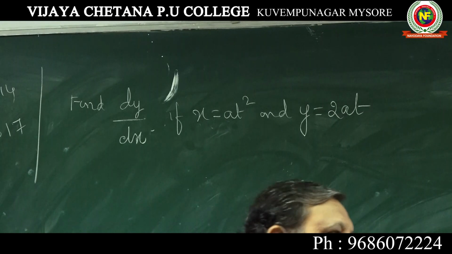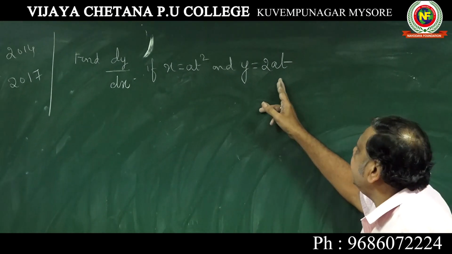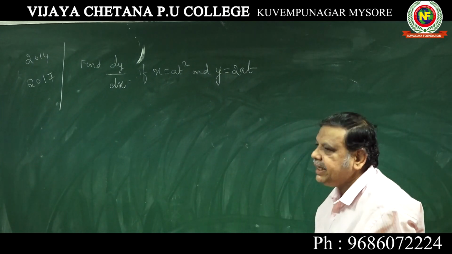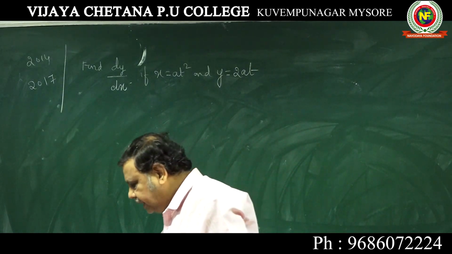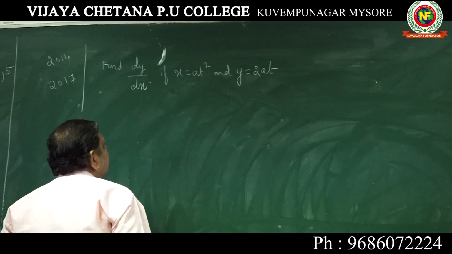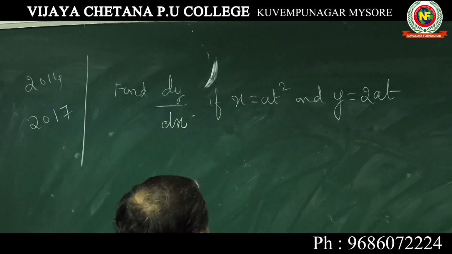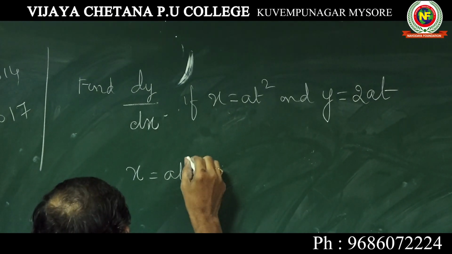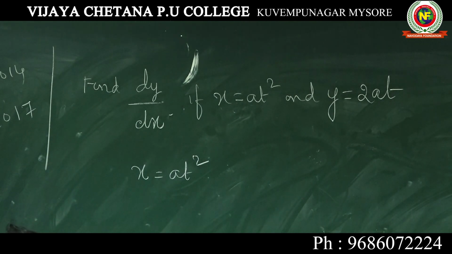It is a parametric function because both variables x and y are expressed in terms of t. That is very important. T is the parameter here. You should identify which is the parameter and then solve the problems. Now t is the variable. I told you this is the parametric function. First differentiate. Consider x equals at square. This question has been asked twice, thrice, and CET also they will ask.